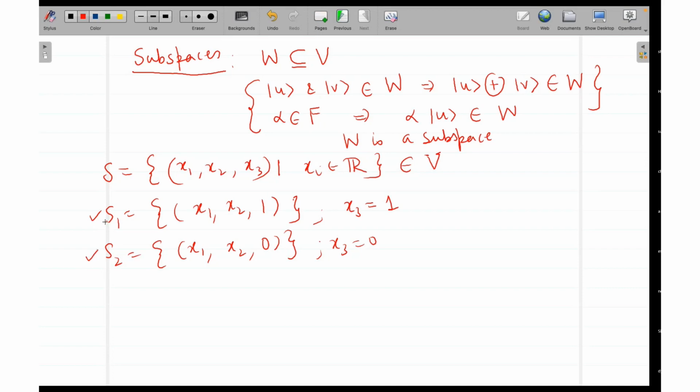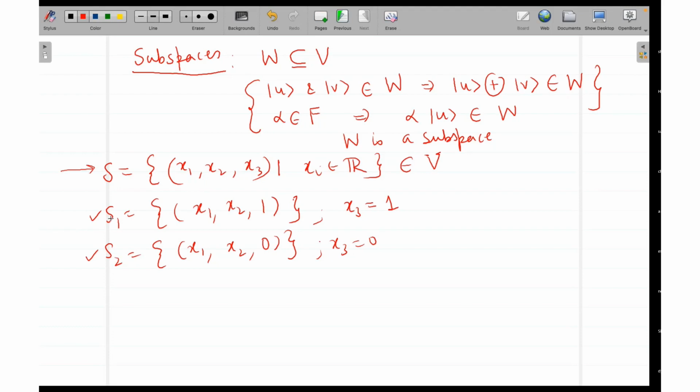Now I do not need to check all the 10 properties. Why? Because I already know that my original S is a vector space. So I can just check the subspace properties, which are only these two, and I can say it on the basis of that or not. So, okay, let's just take question number 1.